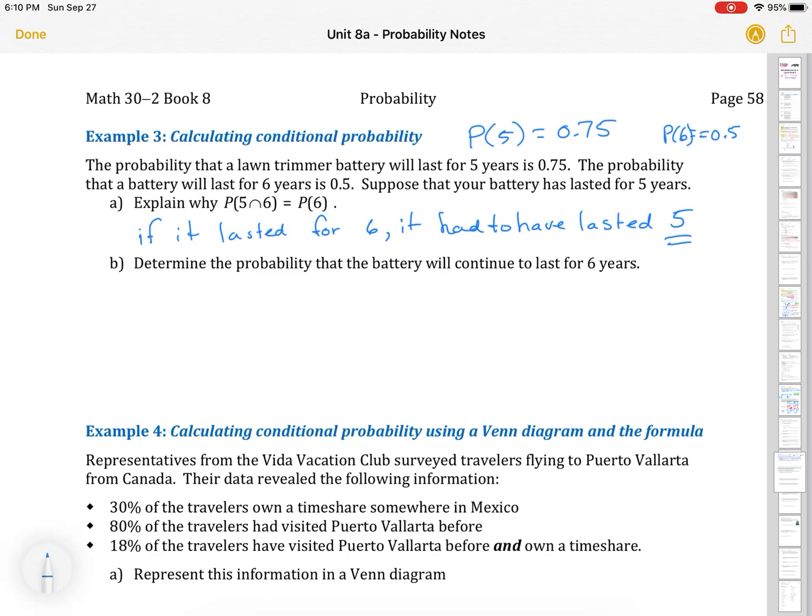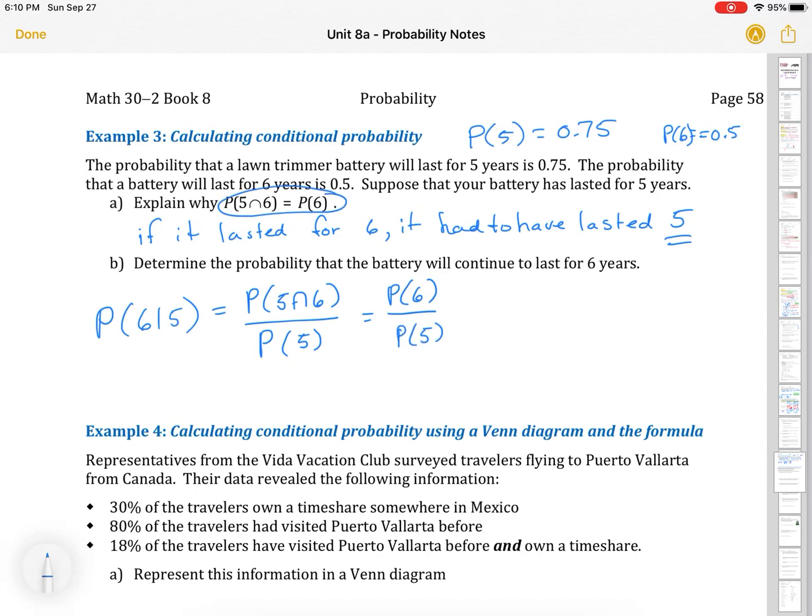Okay. Determine the probability that the battery will continue to last for 6 years. So we want to know the probability of 6 given that it lasted for 5. So P(5 and 6) divided by P(5) equals P(6) over P(5), because these have to equal each other. So 0.5 divided by 0.75 equals 2/3. We've just reduced that.